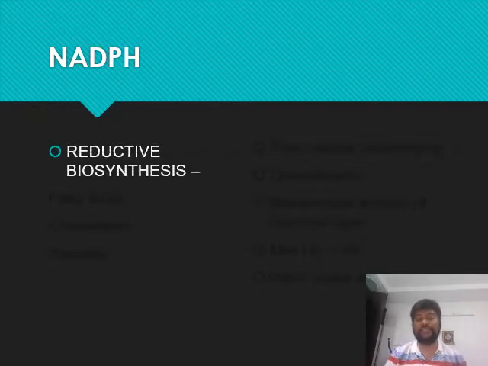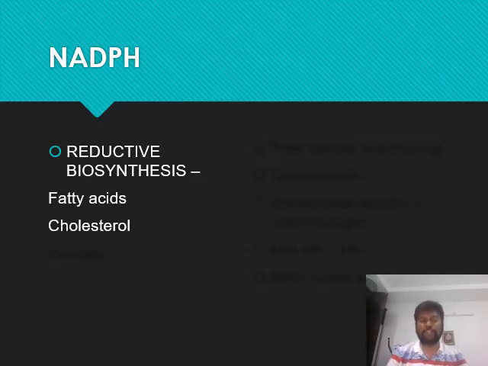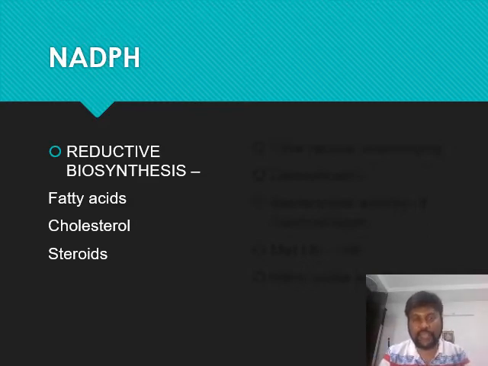NADPH becomes the major source of reducing equivalents for many reductive biosynthetic reactions. This NADPH is very much essential for the synthesis of fatty acids, cholesterol and steroid hormones within our body. Various reactions in these synthetic pathways require NADPH. Many reductive reactions take place during the synthesis, and for all those reductive reactions, the reducing equivalents are donated by our NADPH only.